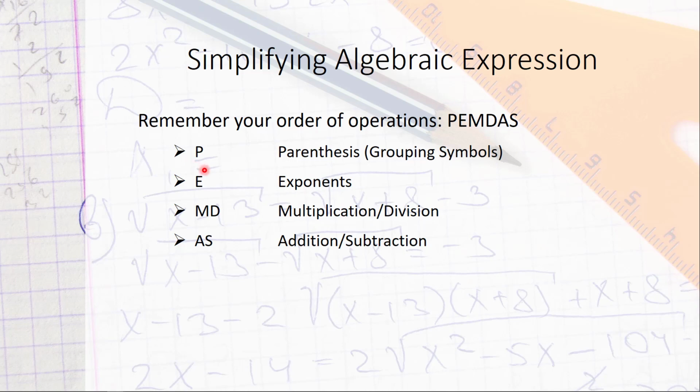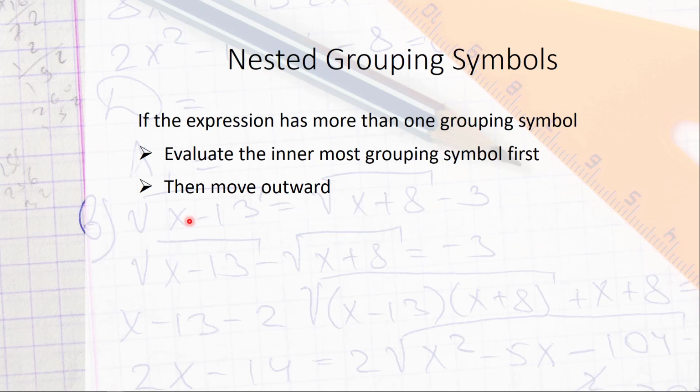We can simplify any terms that have exponents to the best of our ability. Then we can deal with multiplication and division. And then finally, we deal with addition and subtraction. However, there are occasions when you will have more than one grouping symbol, and you will have grouping symbols that are nested.